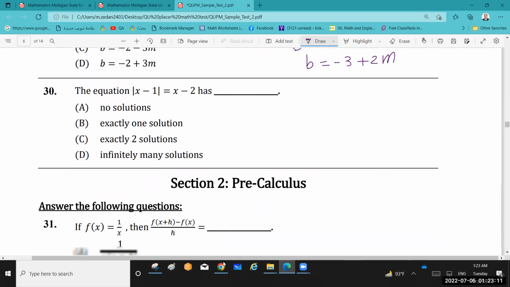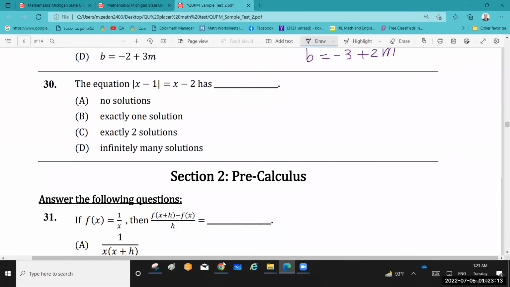Question 30. The equation absolute value of x minus 1 equals x minus 2 has how many solutions? No solution, exactly one solution, two, infinity, I don't know. For an absolute value equation equal to a number or expression, you just write it like this: x minus 1 without the absolute value may be the same, x minus 2, or maybe negative x plus 2. Maybe one of these.